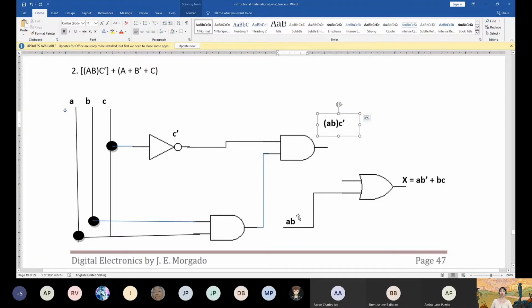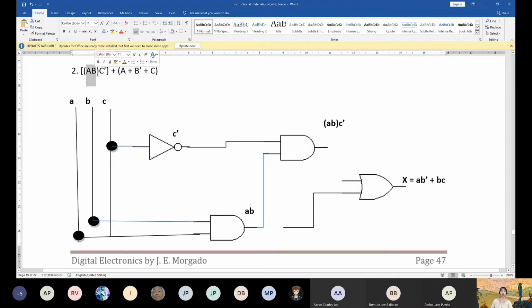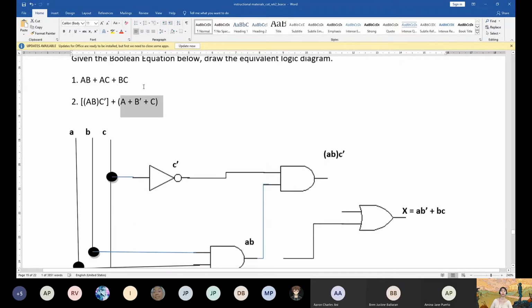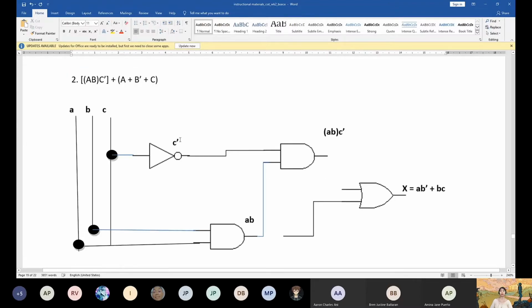So the output of this gate is AB times C prime. First we have C prime, and then we associate A and B, A times B. So we have an AND gate here with inputs A and B. The output is A times B. And then another AND gate with AB and C prime, so the output is AB times C prime. We now have our first term. For the second term, we have A plus B prime plus C.